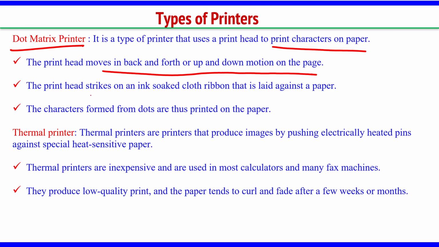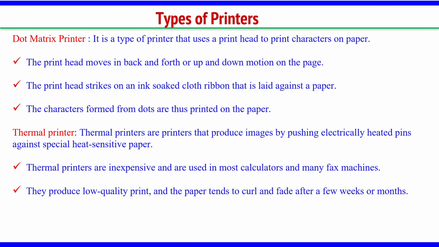The print head strikes on an ink soaked cloth ribbon that is laid against a paper. The characters formed from dots are thus printed on the paper. So if you go to the post office or some places, it keeps printing line by line. It moves forward, again comes back, again moves forward. That is your dot matrix printer. Okay. Next one is thermal printer, right? Thermal printers are printers that produce images by pushing electrically heated pins against a special heat sensitive paper.